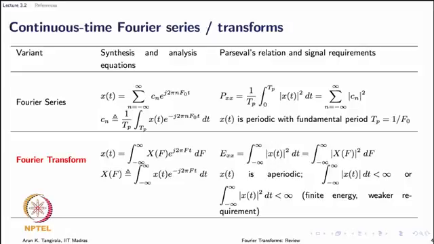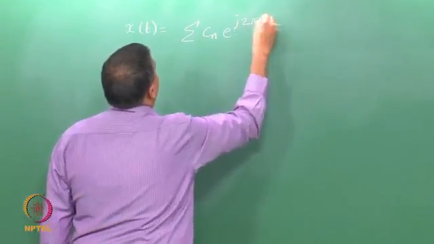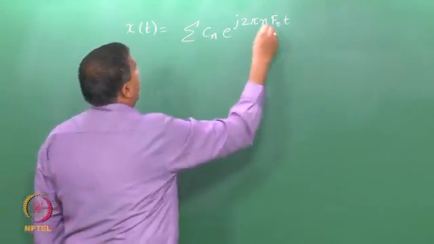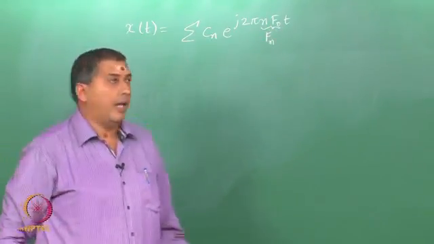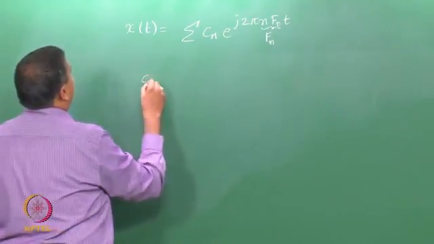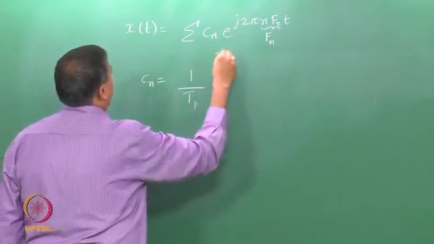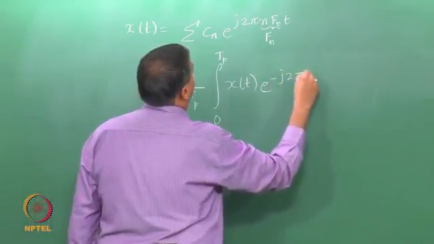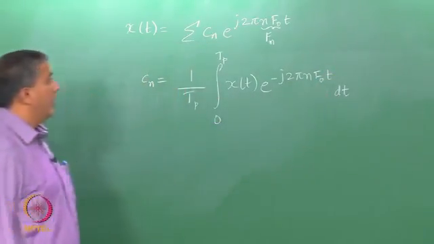So, start with the Fourier series expansion of x of t. I have here the sum of Cn e to the j 2 pi n f naught t. We shall call this n f naught as f subscript n, which is nothing but the frequency of the nth harmonic, and we have the expression for Cn via this integral: 1 over Tp integral of x of t e to the minus j 2 pi n f naught t dt. So, I have this integral.